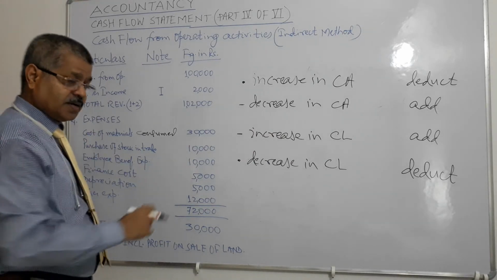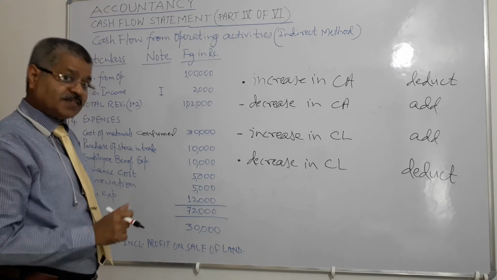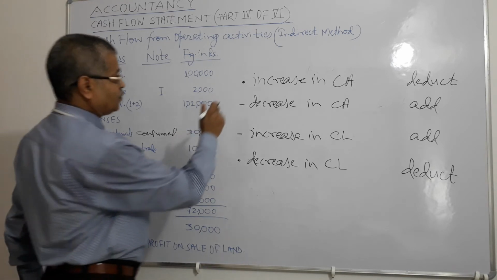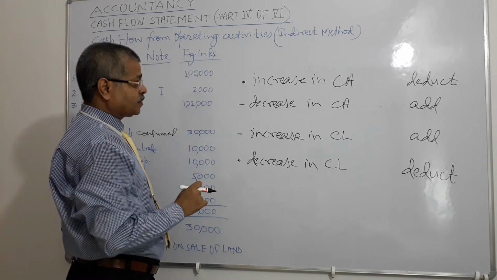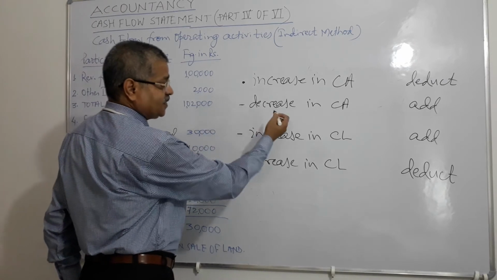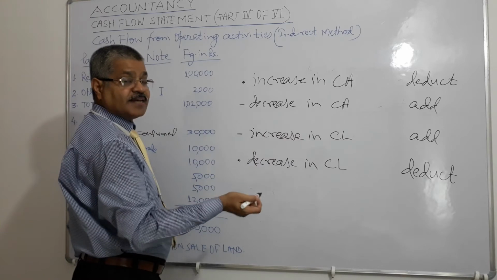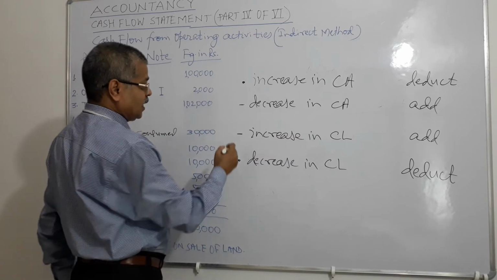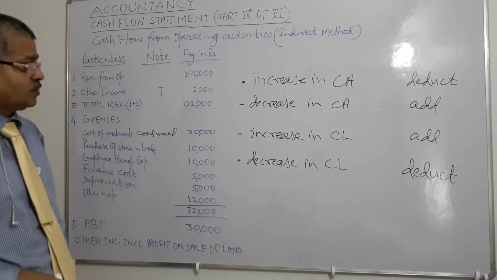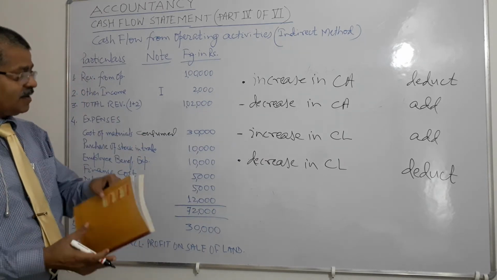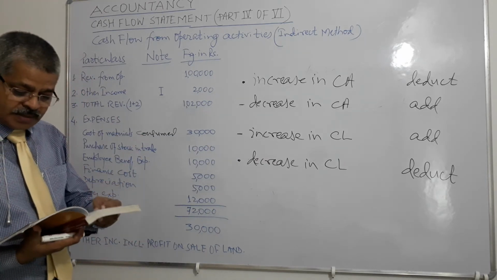For decrease in current liability, cash is used up. For increase in current assets, cash is used up. When there is a decrease in current asset, cash inflows. And when there is an increase in current liability, cash inflows. So you need to remember it like this, okay?